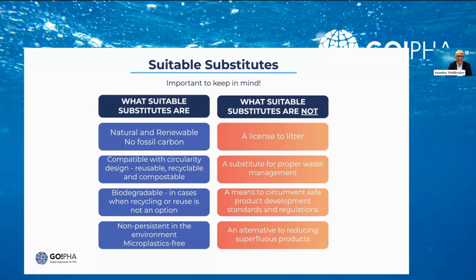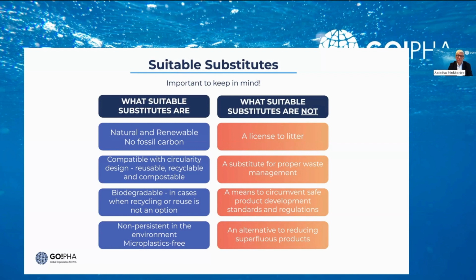Number one is natural and renewable carbon, no fossil carbon. Compatibility with circularity and design: reusable, recyclable, compostable. Biodegradable in the event that something is leaked to the environment. And last but not least, that it does not persist in nature, as in microplastics free.